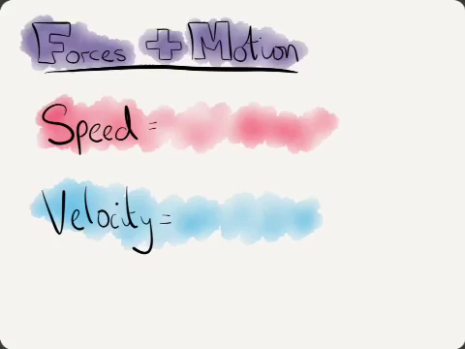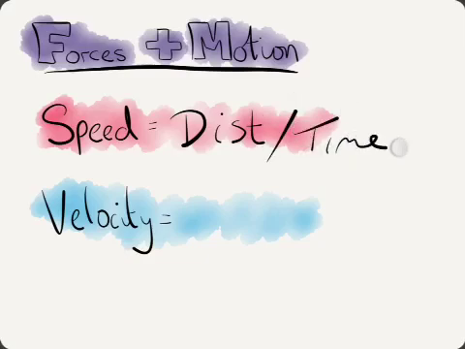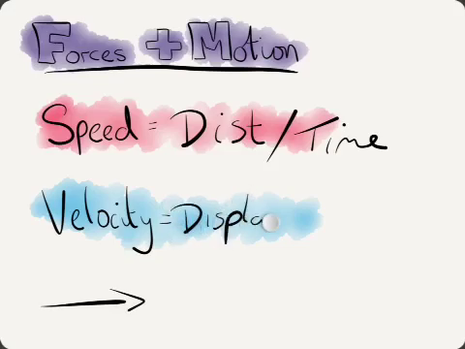We first started off with the scalar equation for speed, and as you all remember, speed is distance over time. And later on we went on to a vector quantity, which was velocity. And if you remember, a vector is something that has size and direction. And so in this case, we use displacement over time.